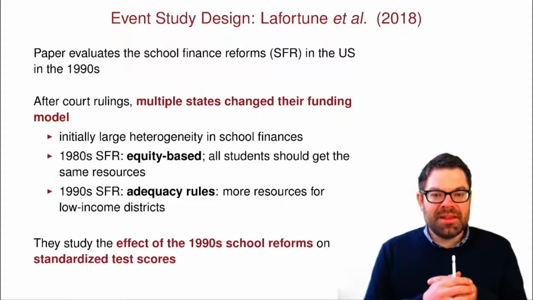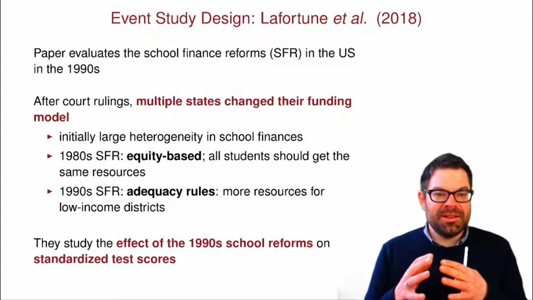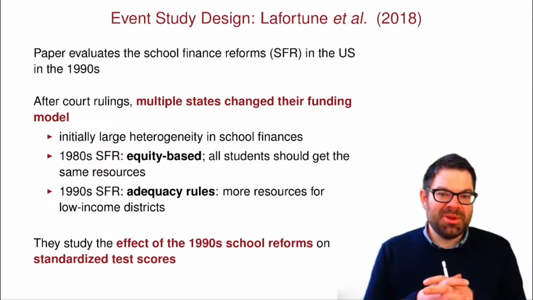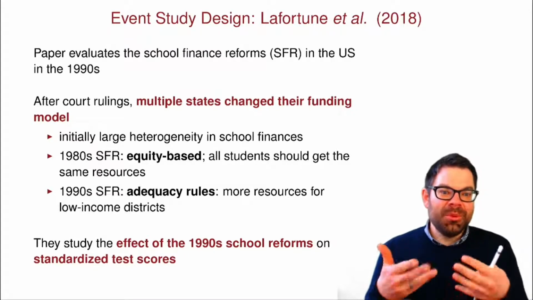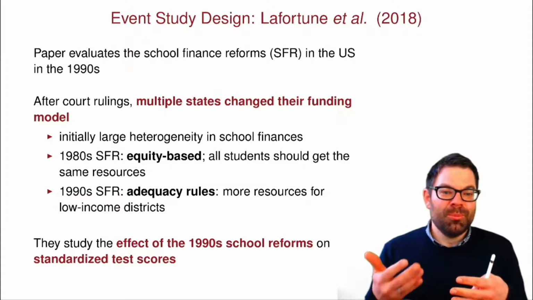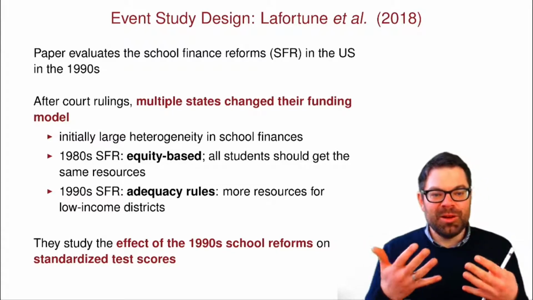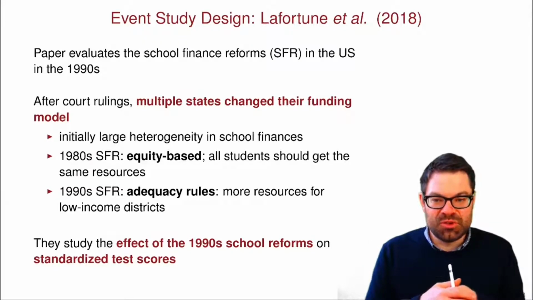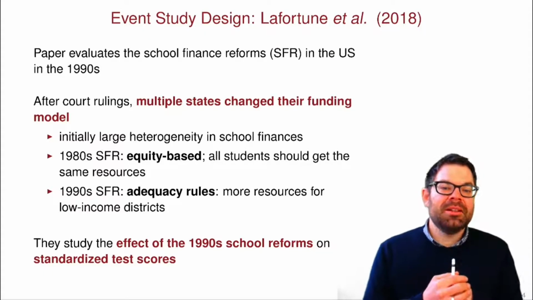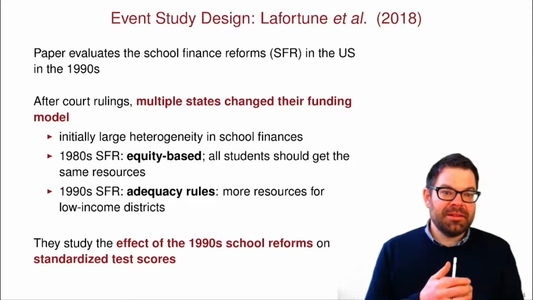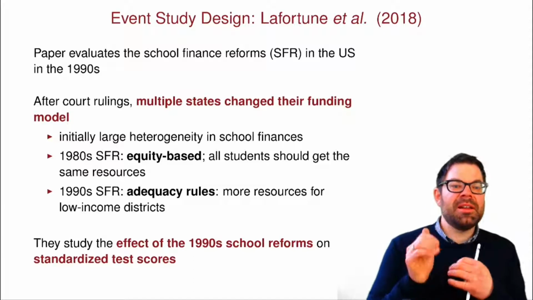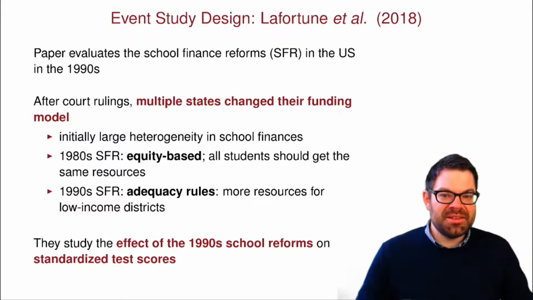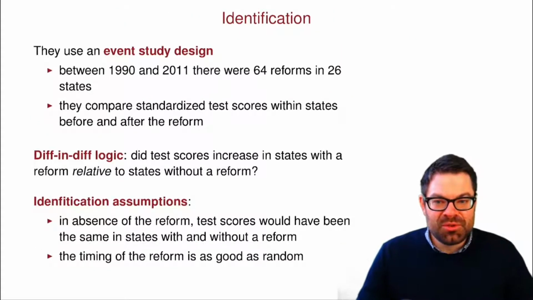Later, what they decided on was gradually the different states in different years switched to so-called adequacy rules, whereby basically schools with weaker students would receive more support, in the hope to equalize that initial disadvantage that students in those schools would have. And what they do is they use a difference in difference design to look at this gradual rollout of this switch from equity-based to adequacy-based school funding.